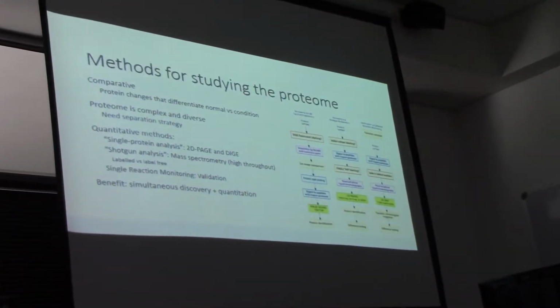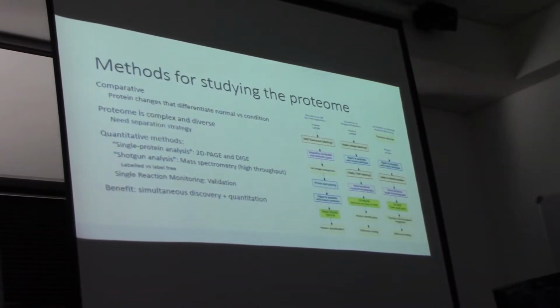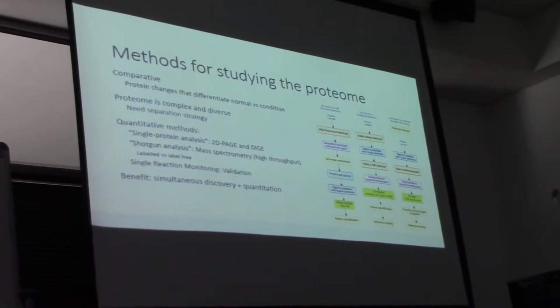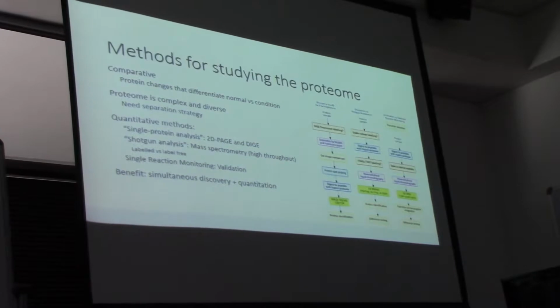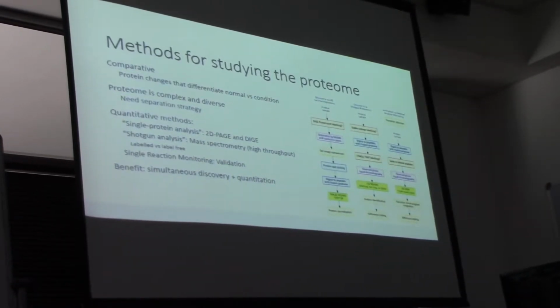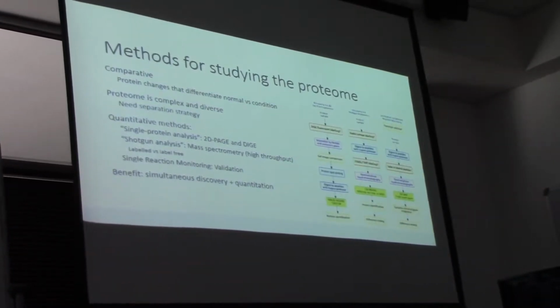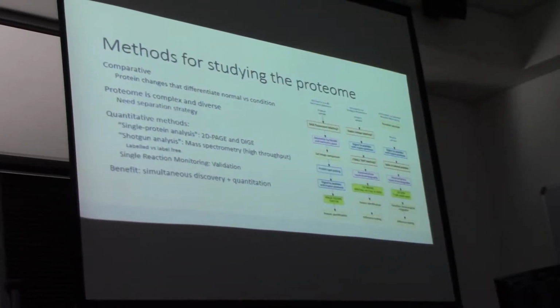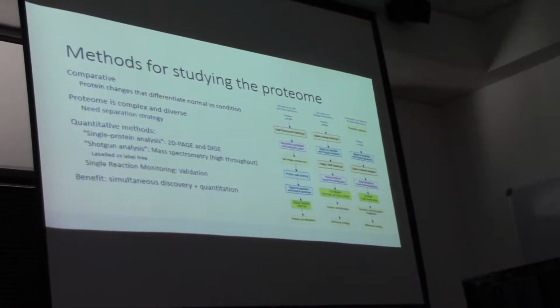With the MS, of course you use MS for 2D PAGE to analyze your protein spots, but here you're looking at the entire proteome. And you can do either a labeled experiment, and there are different labeling strategies you can use, or you will do a label-free experiment where you're counting spectra or looking at your peak intensity. And we'll talk about all of those methods that you can use.